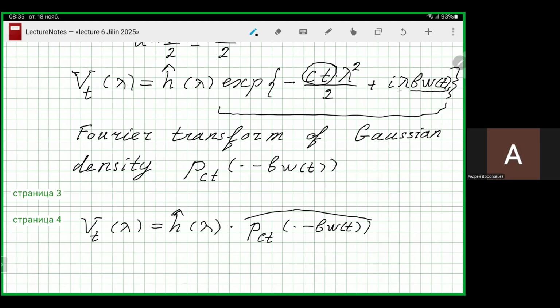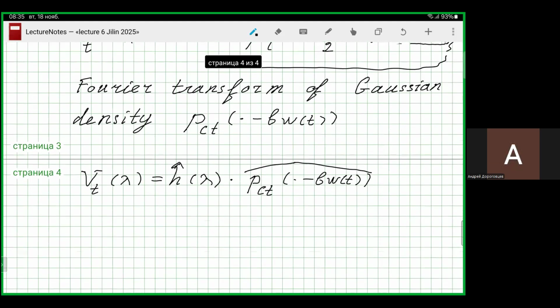What does it mean? It means that our solution OT H of U is equal to the convolution of these two things. So it is equal to the convolution of H with this function. So one can say that it is equal to the convolution with the Gaussian density with variance C multiplying T at the point U minus B WT.